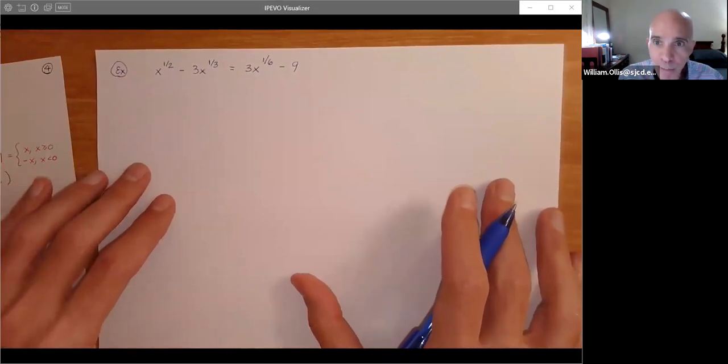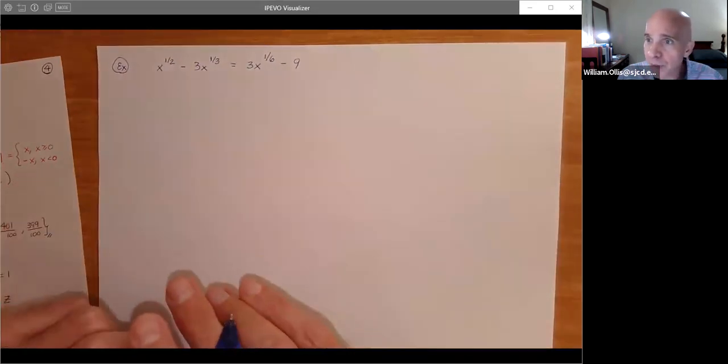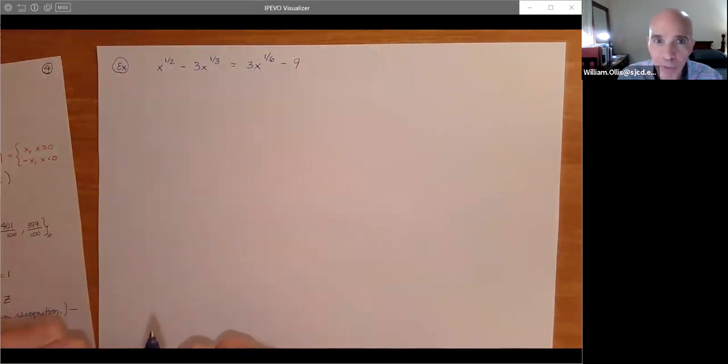This IPEVO document cam is the best. I really grabbed the brass ring when I found this. This is a very good tool for teaching.